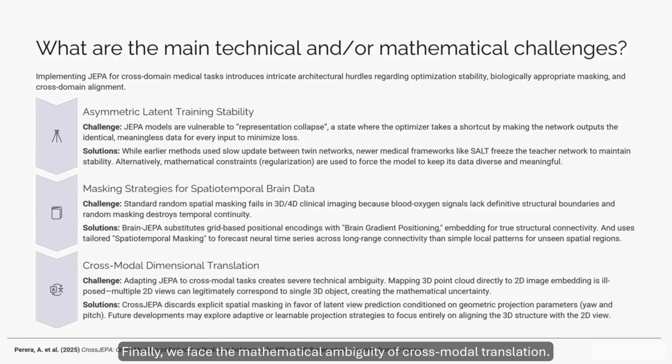Finally, we face the mathematical ambiguity of cross-modal translation. Mapping a 3D point cloud directly to a 2D image embedding is what we call an ill-posed optimization problem. Because multiple 2D views can legitimately represent the exact same 3D structure, the optimizer gets confused. Frameworks like Cross-JEPA solve this by explicitly feeding the model geometric projection parameters. Although Cross-JEPA did not originate specifically within the medical domain, its robust methodology can still be adopted for clinical tasks. By removing the mathematical guesswork of the camera angle, the model can focus entirely on translating the actual anatomy. Looking ahead, future developments will likely make these projection strategies adaptive and learnable to optimize this cross-modal alignment.